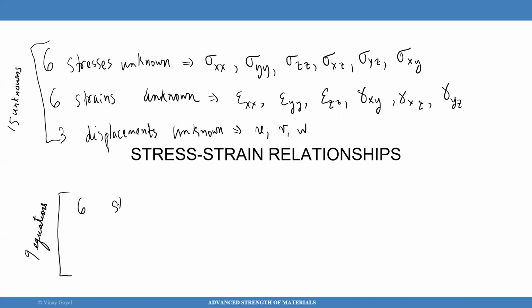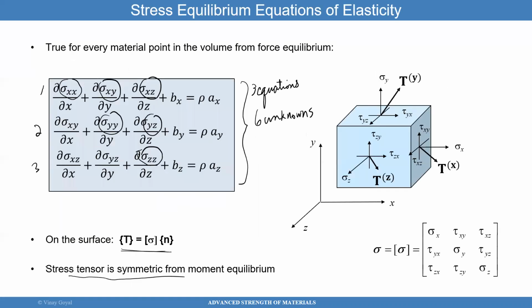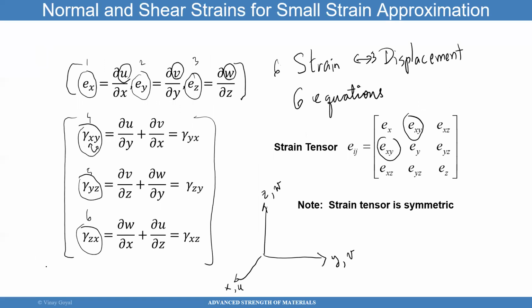6 are the strain displacement relationships. And then 3 equilibrium equations. So I have 15 and 9. I'm missing 6 more. Let me show you the 6 strain displacements again.